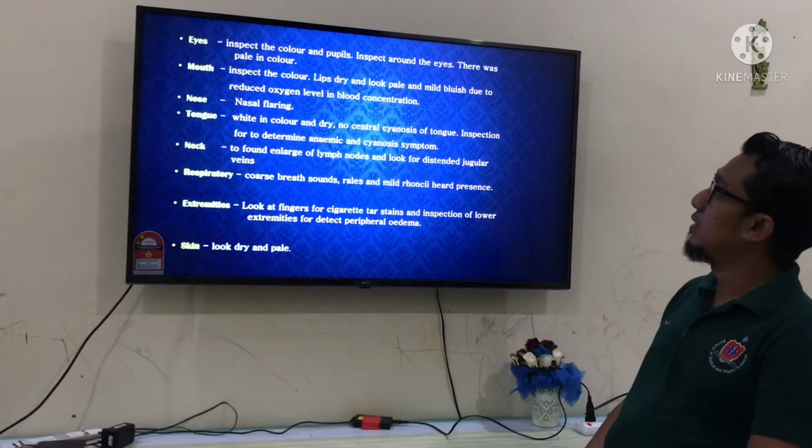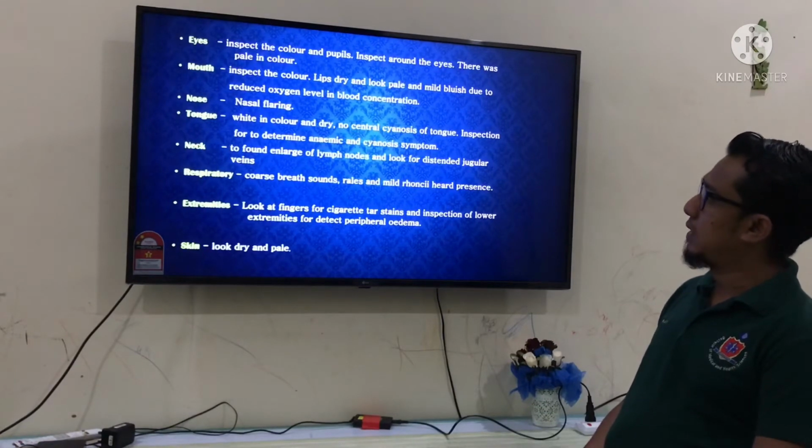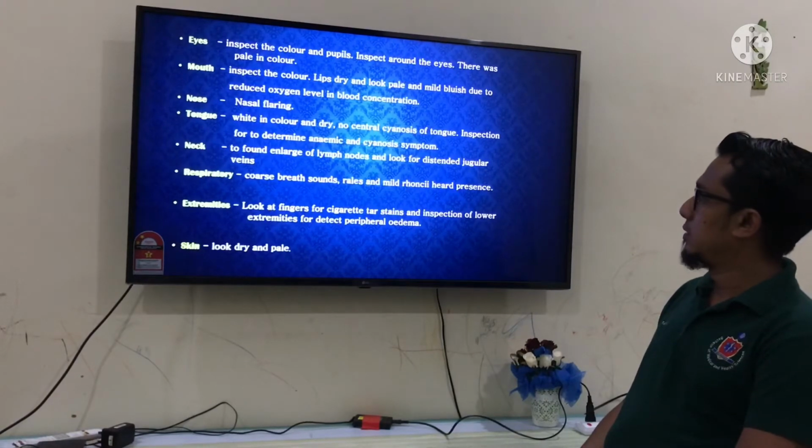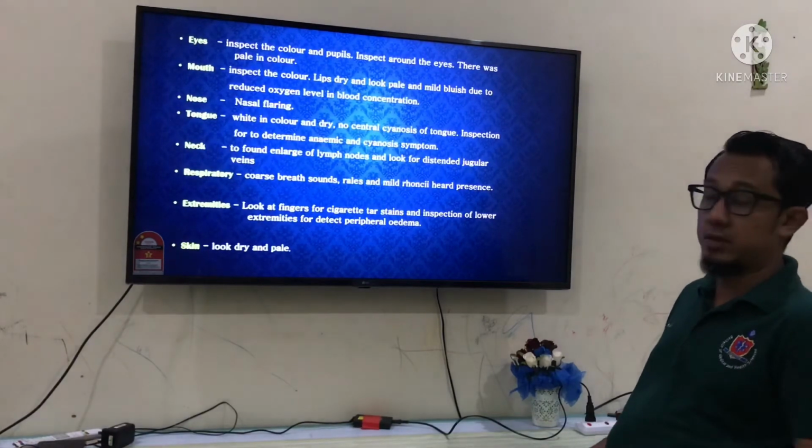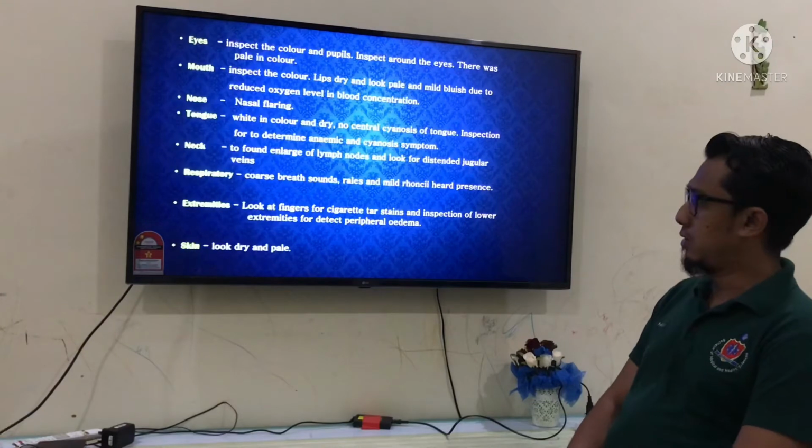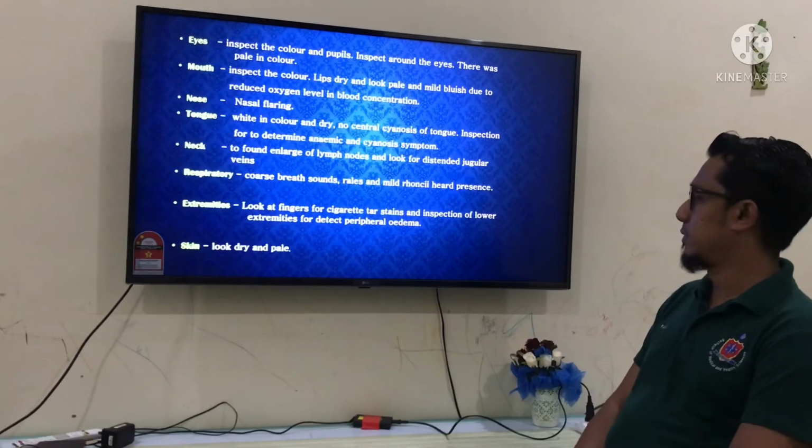Okay, eyes: inspect the color and pupils. Inspect around the eyes. There was a paleness in color. Nampak ada pucat sikit. Inspect the color of lips: dry and look pale and mildly bluish due to reduced oxygen. Okay, nampak ada kebiruan sikit sebab oksigen kurang dalam badan. Nose, nasal flaring. Tongue white in color and dry, no central cyanosis of tongue. Inspection to determine edema and cyanosis symptoms. Neck: look for enlarged lymph nodes and look for distended jugular veins. Respiratory: coarse breath sounds, crackles, mild bronchial breathing present.